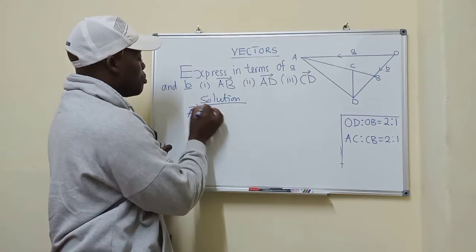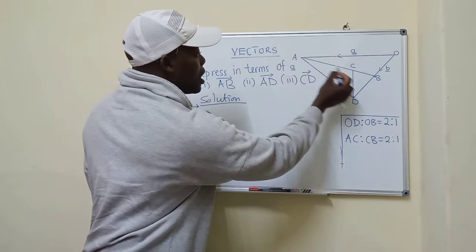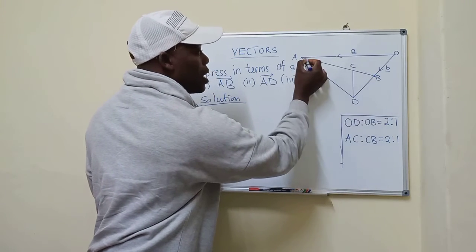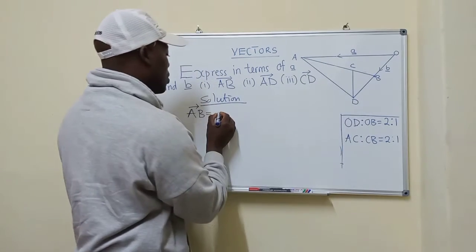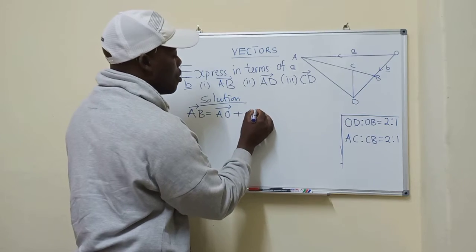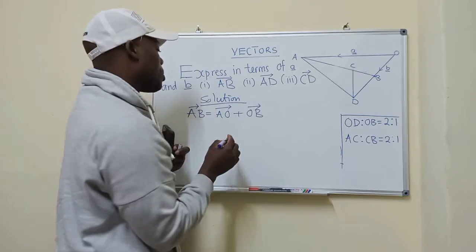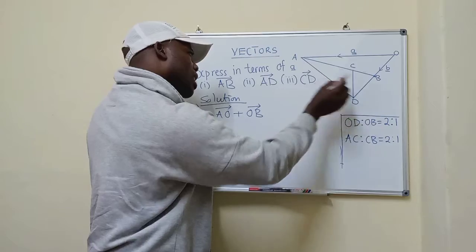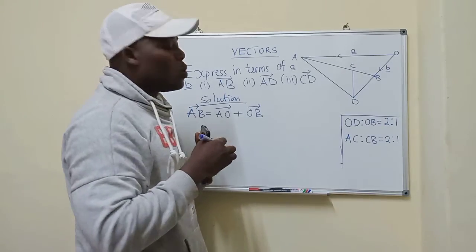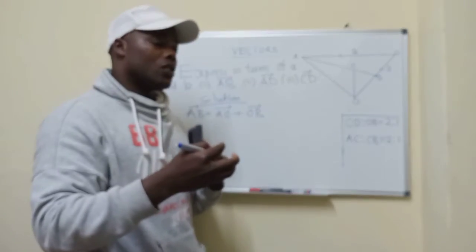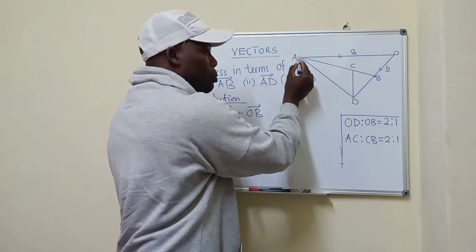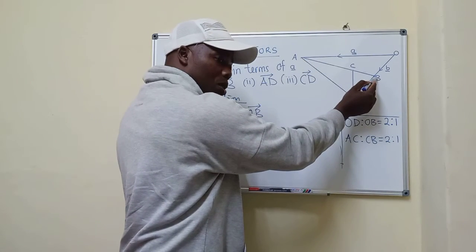So what is vector AB? So vector AB, okay, it will be equal to AO, I will explain, just keep on following me, plus vector OB. So in other ways, you can say, which other route can you move if you want to go to point B? You're at point A, you want to go to point B.